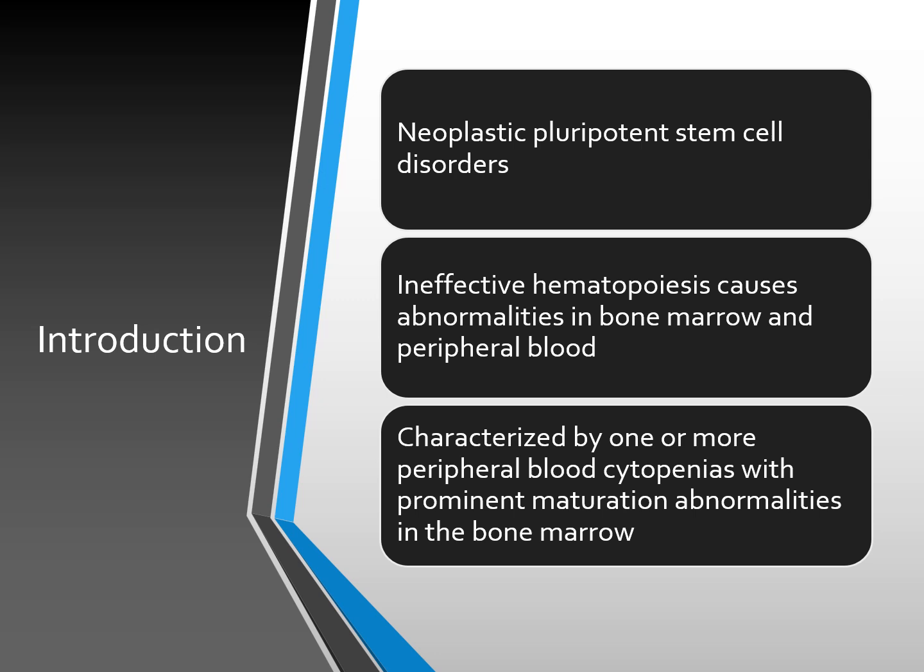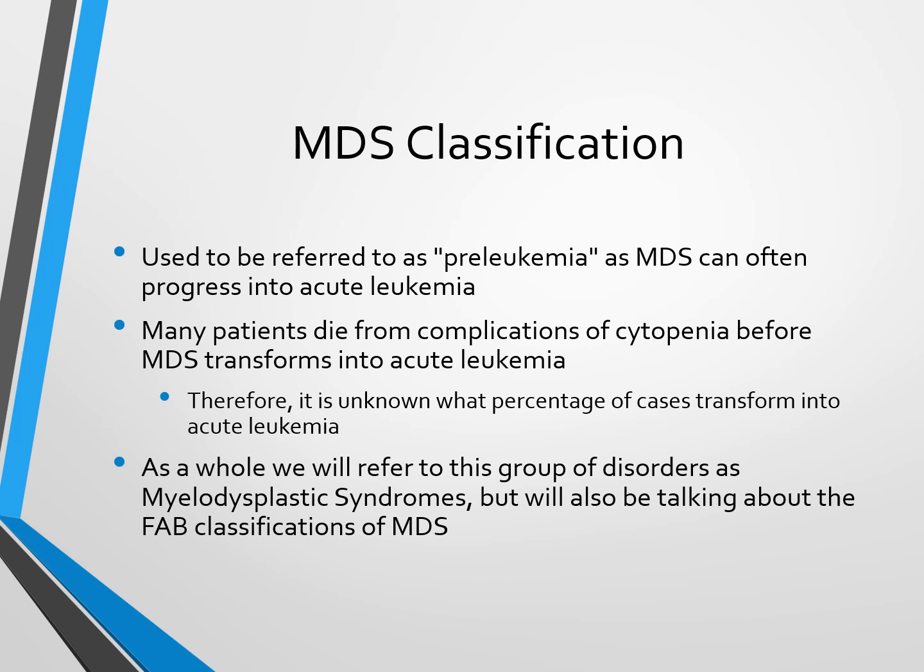So what we're going to see is some morphology issues, some developmental issues, maybe nuclear to cytoplasmic asynchrony. We might see some megaloblastic tendencies, etc. So all of those things that can go wrong during developmental processes may happen because of that neoplastic pluripotent stem cell disorder. And again, this used to be referred to as a pre-leukemia because MDS can often progress into acute leukemia.